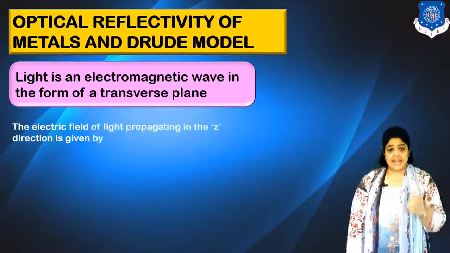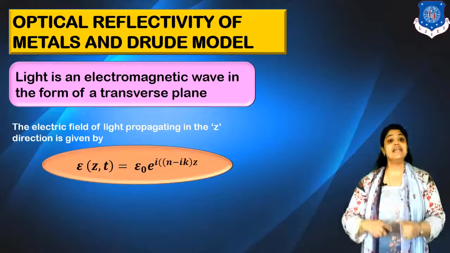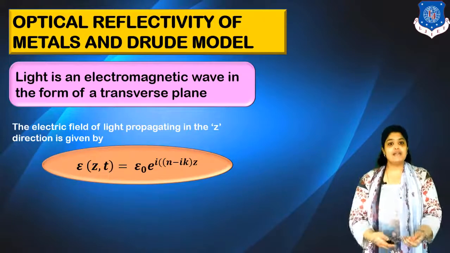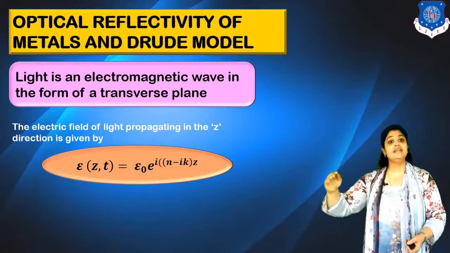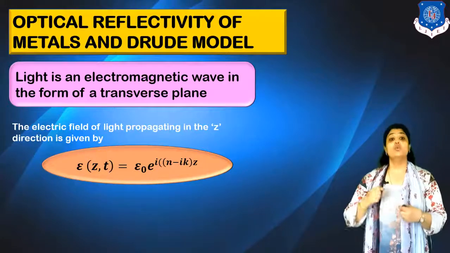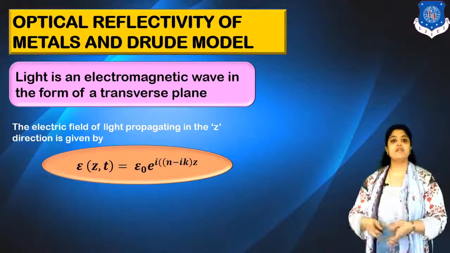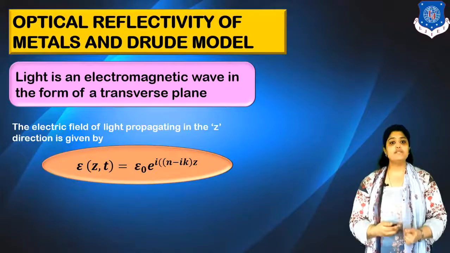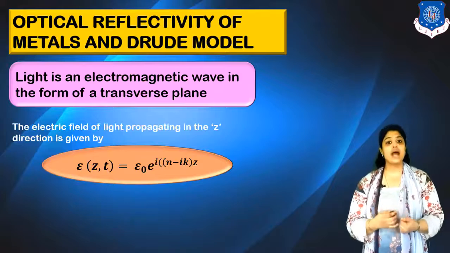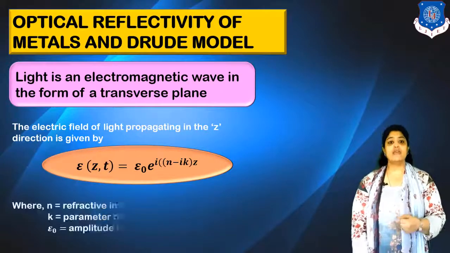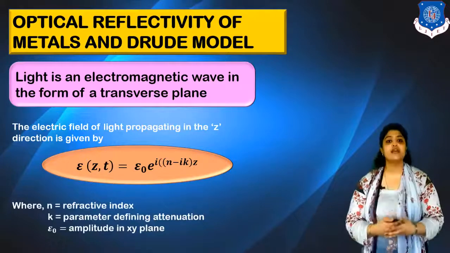So the electric field of light propagating in the z direction is given by the following. Now, because it is an electromagnetic wave, wherever we have light traveling, there will be a surrounding electric field of light, which in the z direction is given by the equation ε as a function of z and t equals ε0 e^(i(n − ik)z), where n is known as the refractive index.